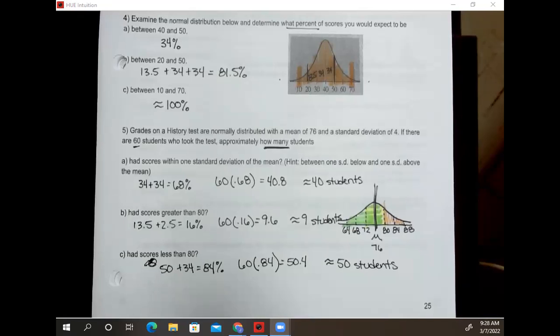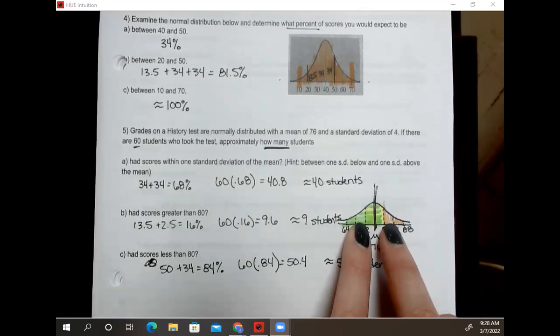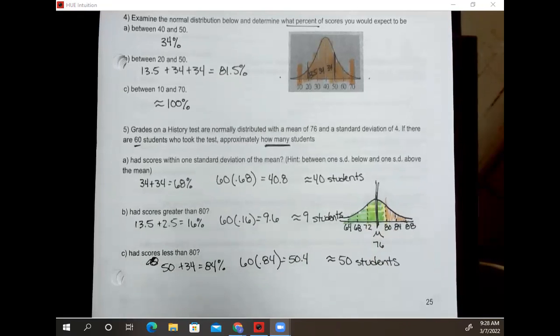All we did for each of these was use those same percentages from that very first curve. 34 on either side, 13 and a half, 2.5 on either side. Our curve is symmetric, so that makes it easy.